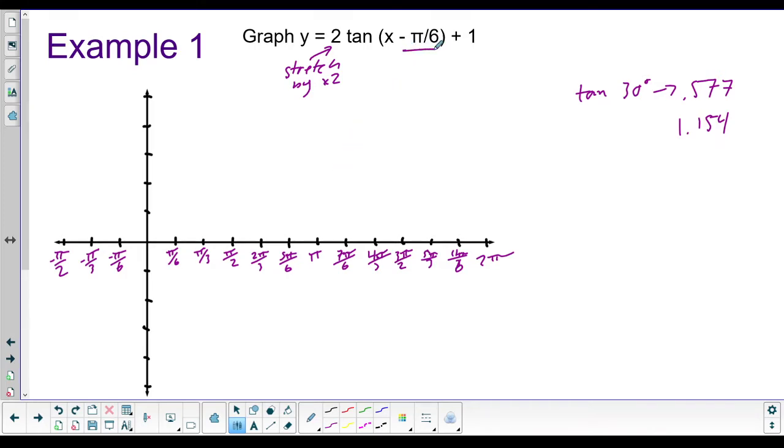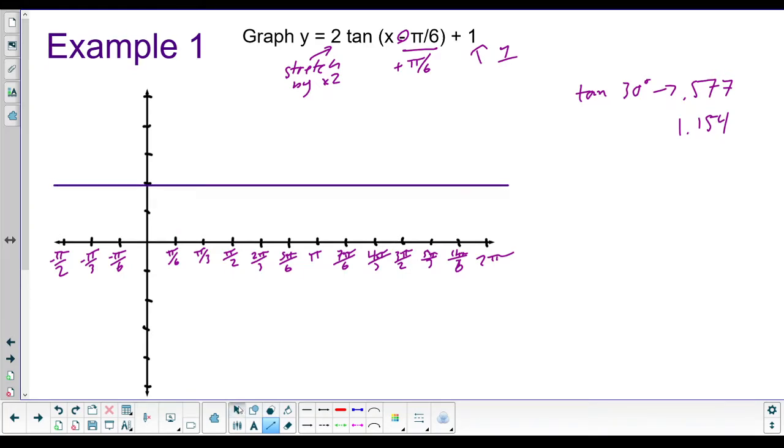This h value right here, remember h is our horizontal shift, and because it's minus, we're going to go in the positive direction, pi over 6. And then this is going to shift us up 1. It's our vertical shift. All right, so let's get going. Okay, so our vertical shift, that's going to move our midline to 1. So let's go ahead and put our midline on the graph first. What color do you guys like? Purple? Me too. All right, so there's our midline. Let's make a dash so that we know it's not a real line.